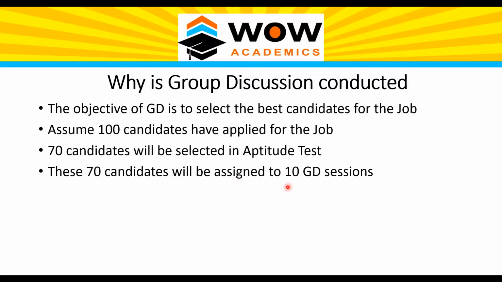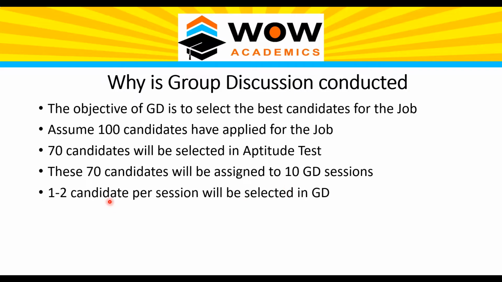That means in each group discussion session there will be 7 participants, and from each session, if there are 10 sessions, 1 or 2 candidates can be selected, but in some cases even no candidates can be selected from a single group discussion.